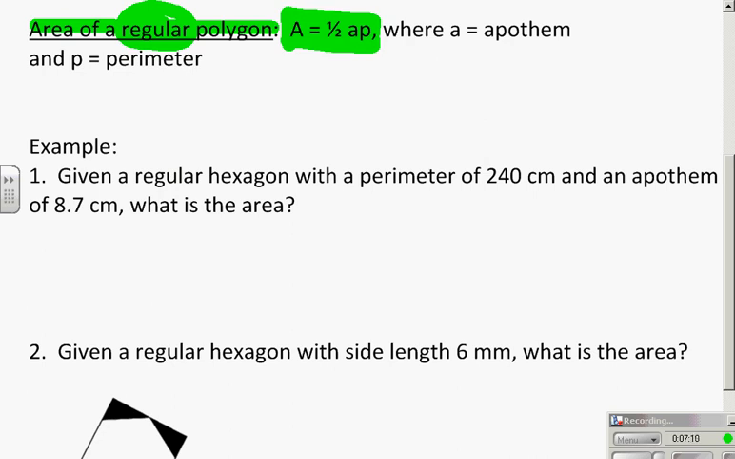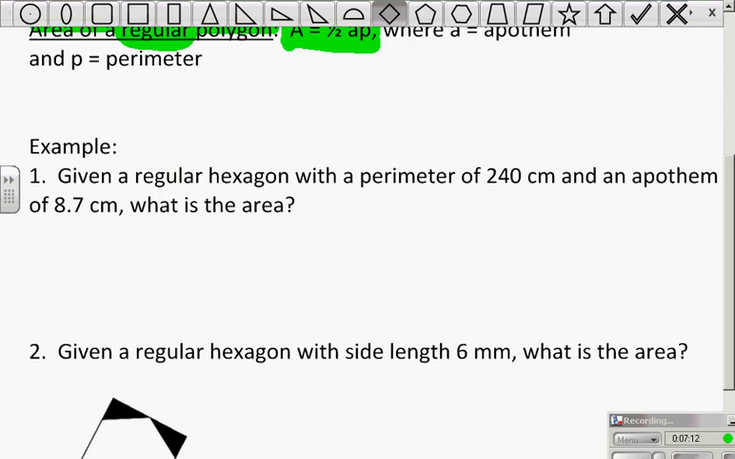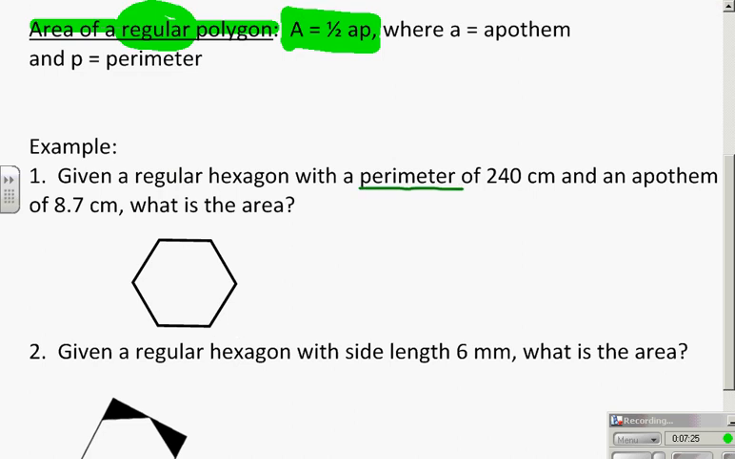So for example, given a regular hexagon with a perimeter of 240 centimeters and an apothem of 8.7 centimeters, what is the area? Initially, I would always say, draw a picture. And I don't have a hexagon. Wait. Here's my hexagon.